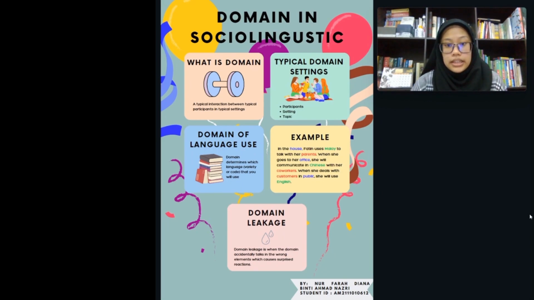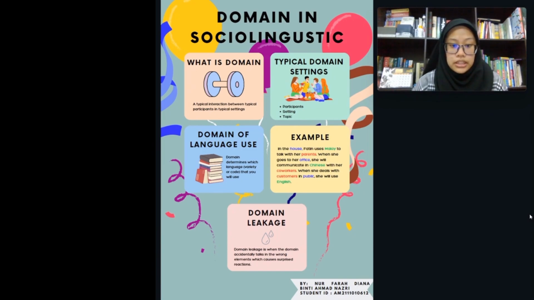Then I colored red as participants. For the first one, we have her parents. Parents are also part of participants, along with her co-workers and her customers. For the green color, Malay, Chinese, and English are actually the varieties or codes that she used. So Fatin used Malay when she talked to her parents in her house. She used Chinese to talk with her co-workers, and she used English to talk with her customers. Okay, that's what I understand from domain of language use.